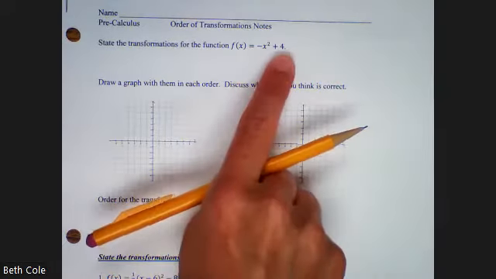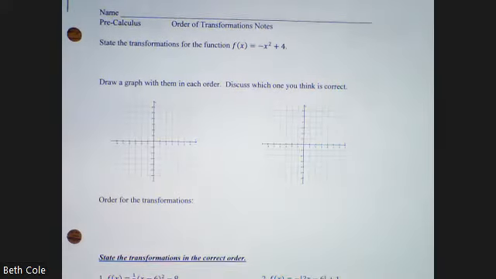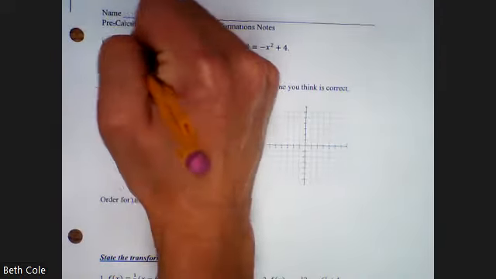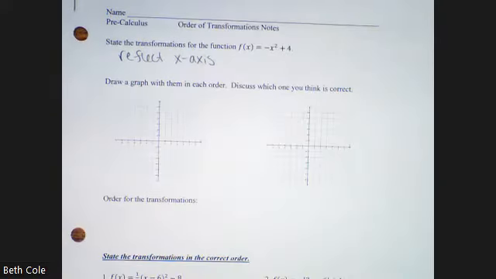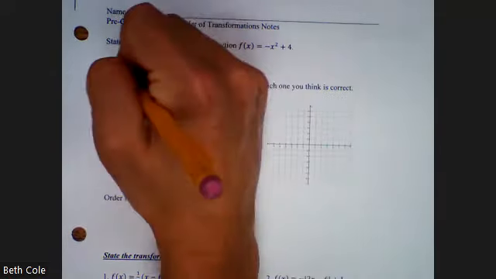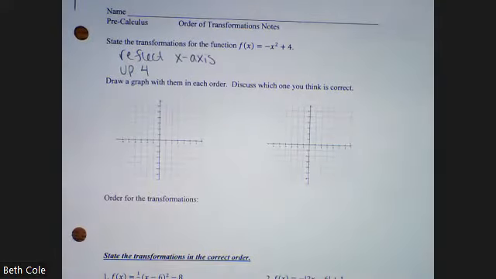So there are two things that were done to this graph. What are they? X. Why is it X? Because that is really tricky. It's not on the inside, and the way we know is because there's not parentheses. All right, so reflect over the x-axis. And then what's the other thing? Up 4.